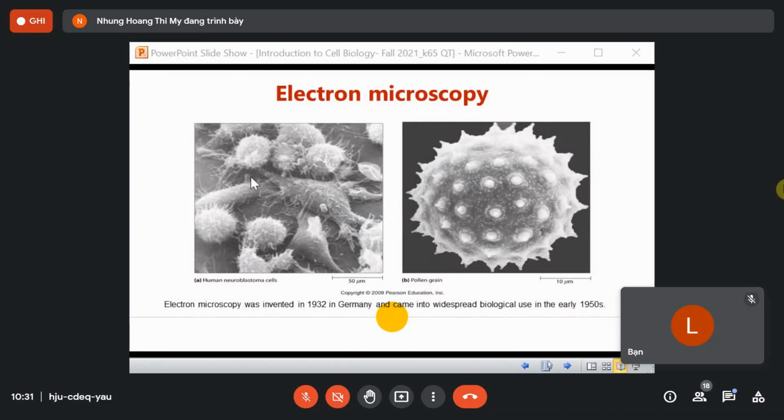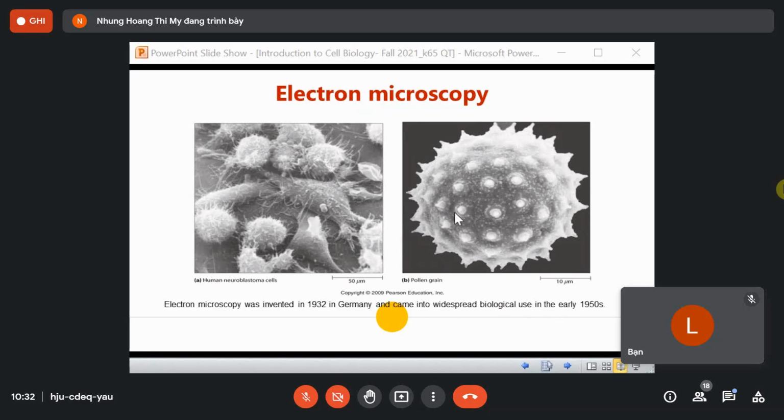Here is an example of how the cell or the object looks under the electron microscope. These two images were taken by the SEM, that means the scanning electron microscope. The electron microscope was invented in 1932 in Germany, and came into widespread biological use in the early 1950s. As I said, there are two basic designs, the TEM and the SEM.